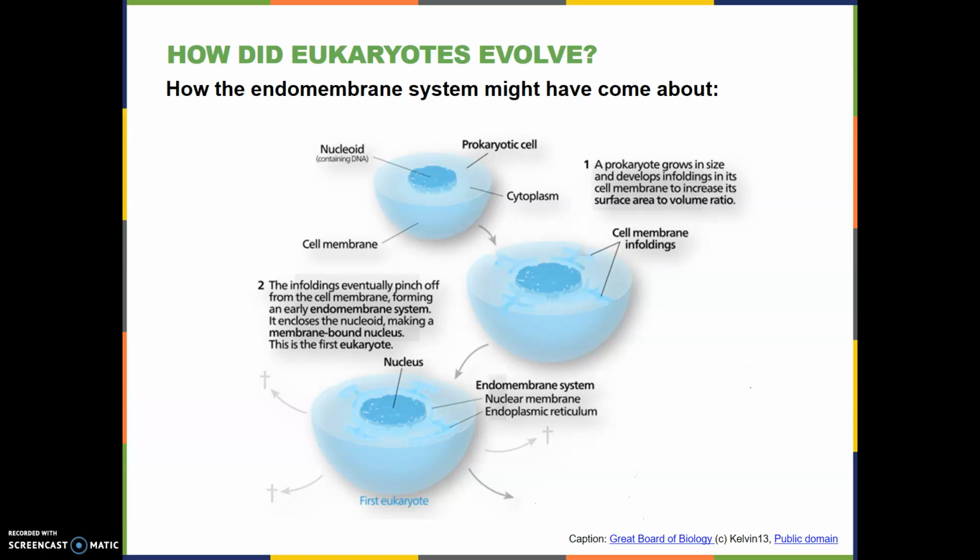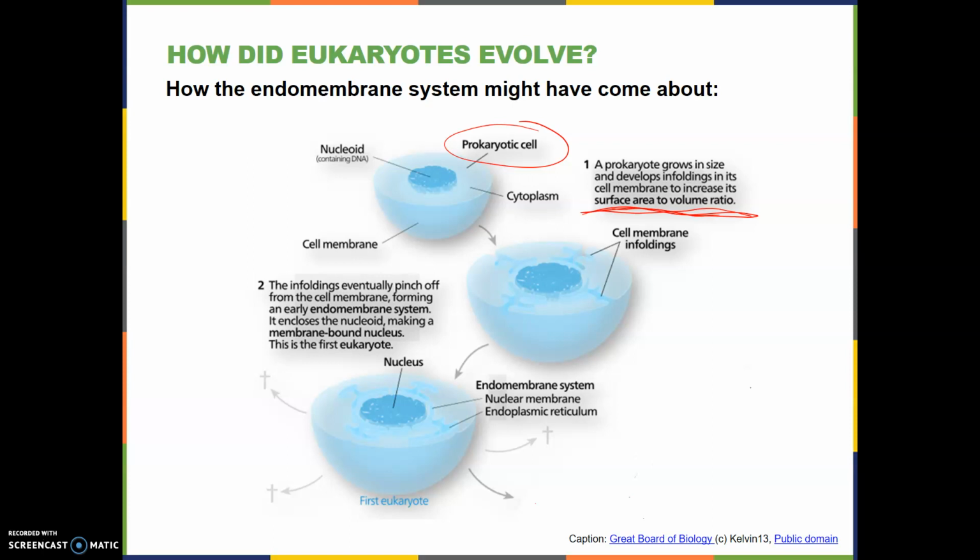Of course, the evidence we have is that the very first cell was a prokaryotic cell, which had a nucleoid region but no membrane surrounding the DNA. So step one, the prokaryotic cell grows in size. This has to happen by evolution and develops infoldings in its plasma membrane to increase its surface area to volume ratio, because it would have to have an increased surface area to volume ratio in order to survive. And then the endomembrane system developed from this.